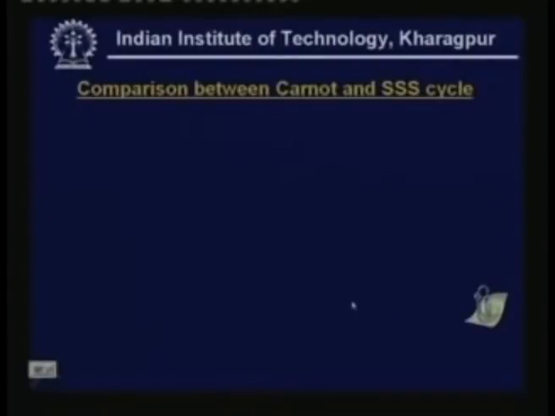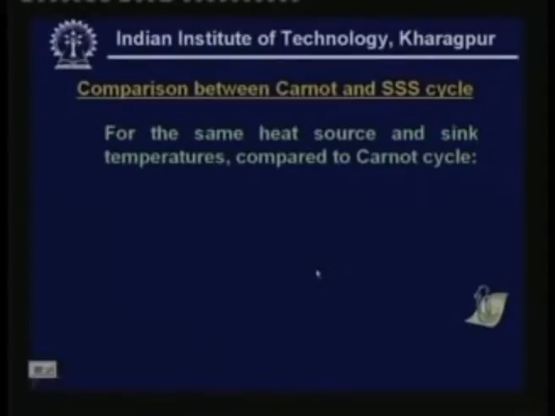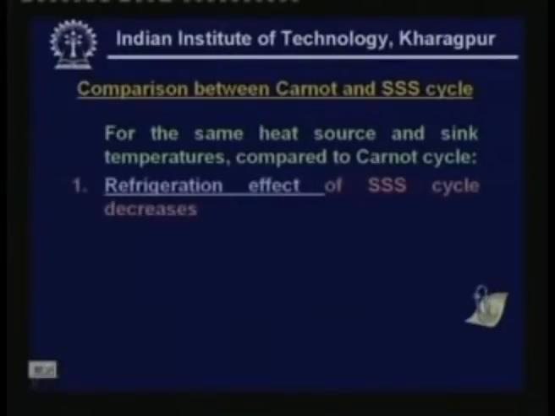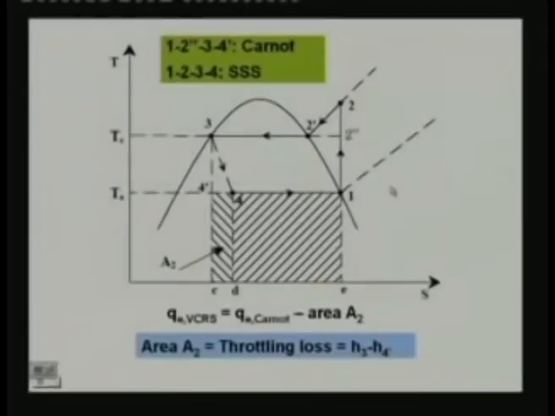Now how does this cycle compare with the Carnot cycle? What are the differences? For the same heat source and sink temperature, that means for the same evaporator and condenser temperatures, compared to the Carnot cycle, we find that the refrigeration effect of the standard cycle decreases. So how do you show that? This can be shown with the help of the TS diagram.